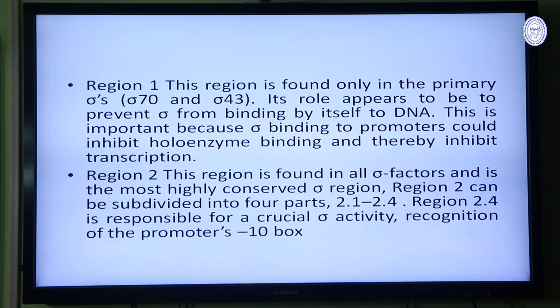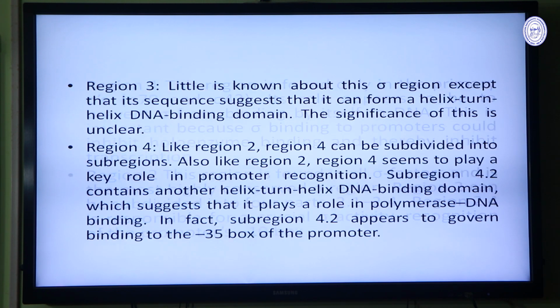So, sigma factor region 1 actually makes an inhibitory domain that prevents the sigma factor from binding itself to the promoter, and thus it favors the formation of the holoenzyme complexes. Now, region 2 is found in all sigma factors, and it is the most highly conserved region of the sigma factor. Region 2 can be subdivided into 4 parts, 2.1 to 2.4, and region 2.4 is actually responsible for binding to the -10 sequence or the TATA box.